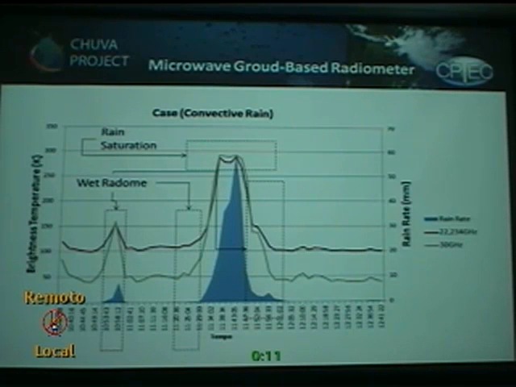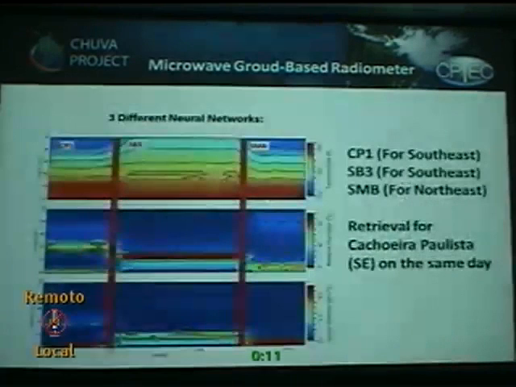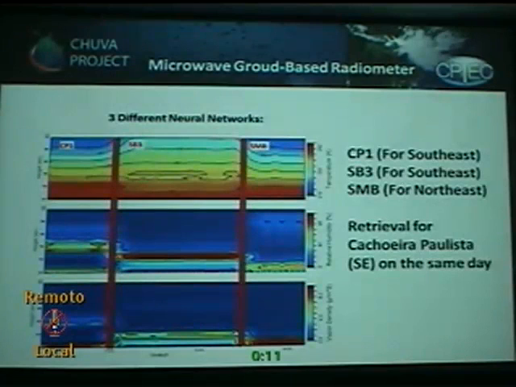Liquid water in the no rain system. This is the effect of the different neural networks. It's just a test. I use all our neural networks to see what happens, what's the difference, and it's very dependent. You have to choose the right neural network, because the result was not very good.